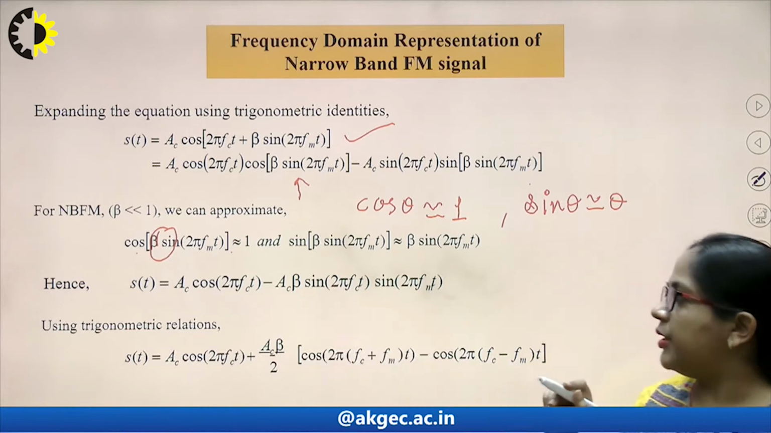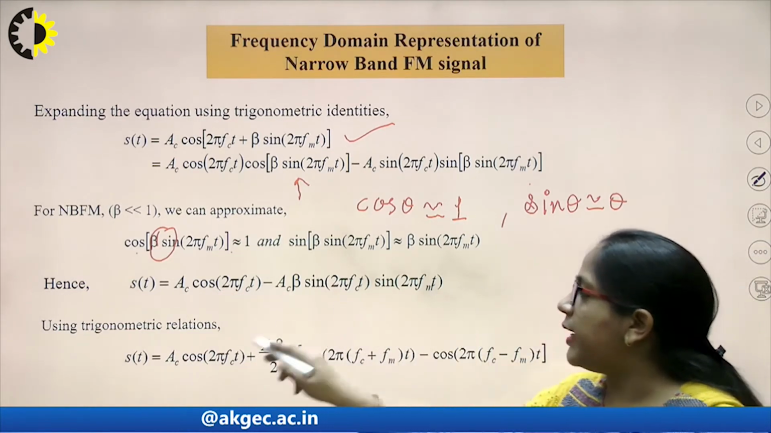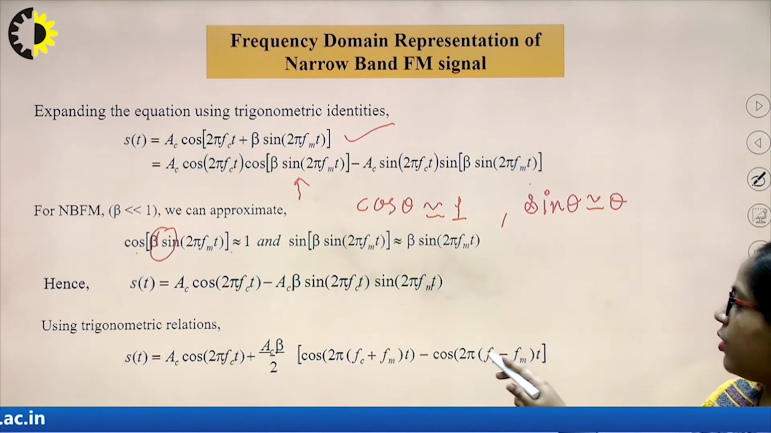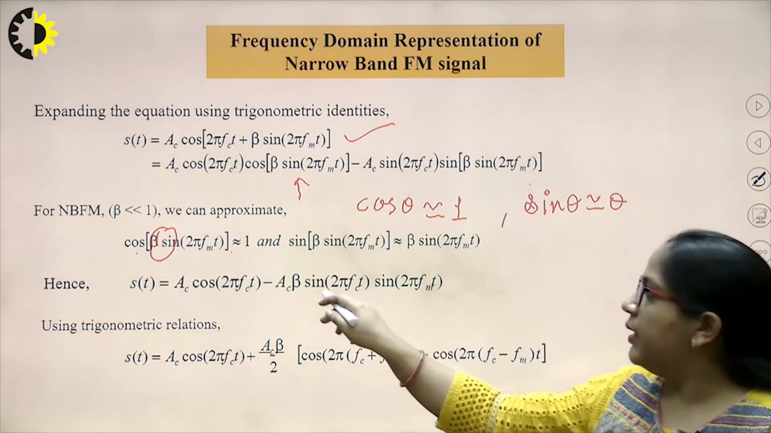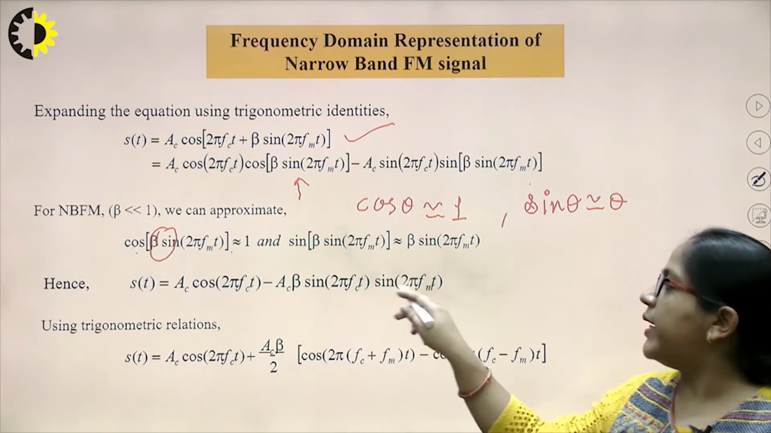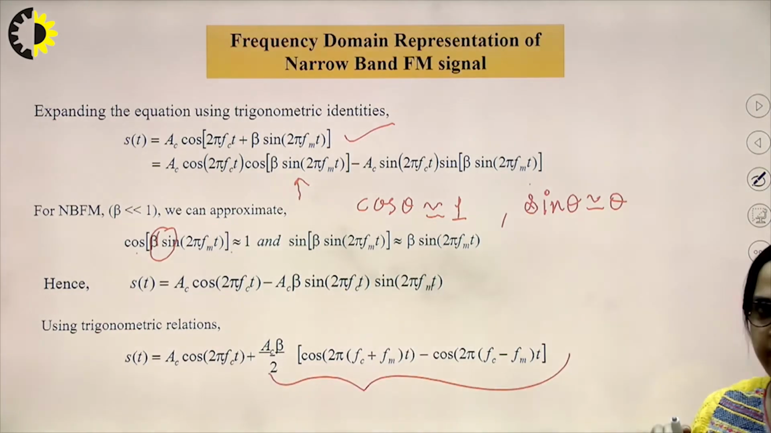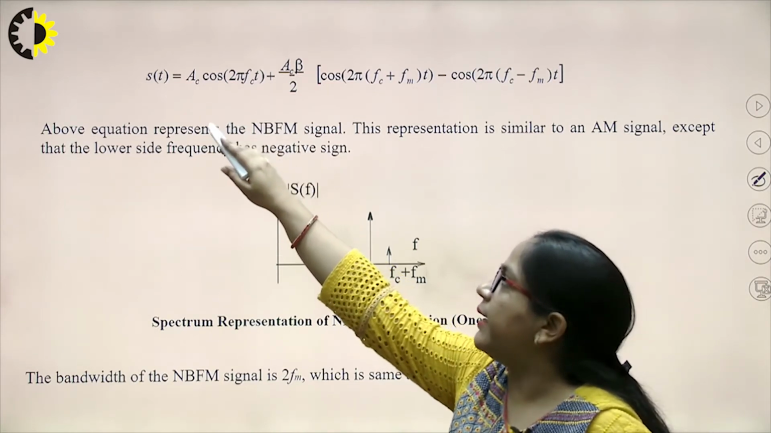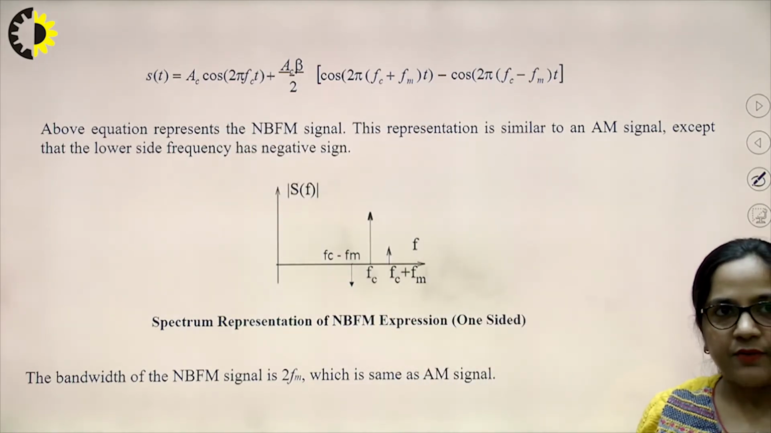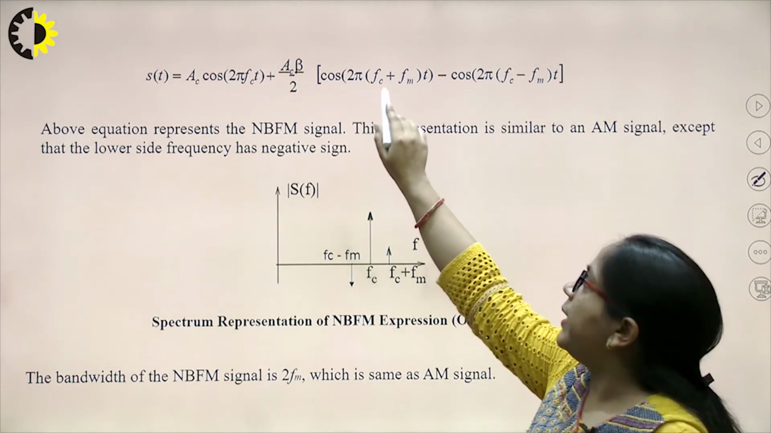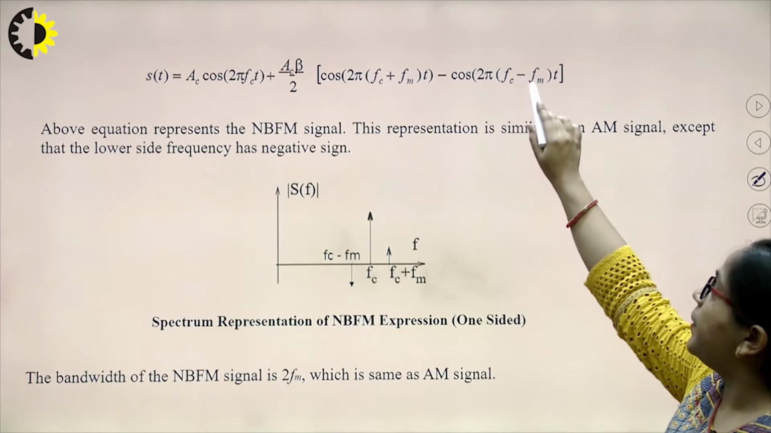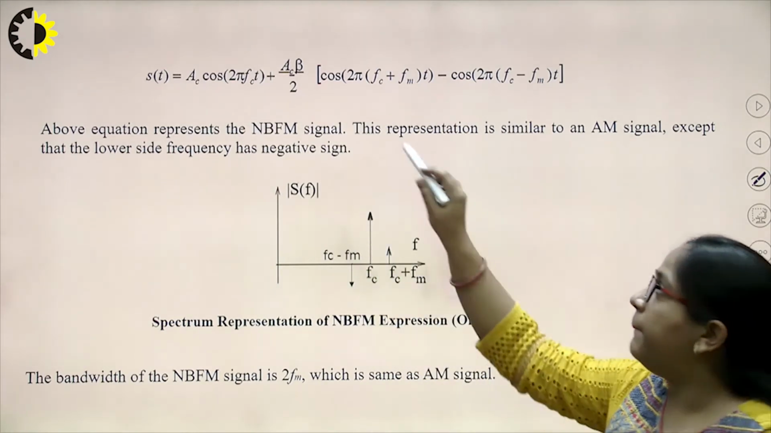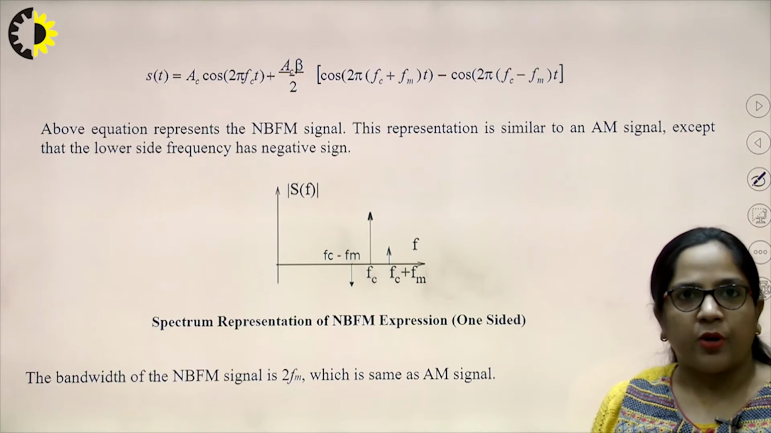Again, with the help of the trigonometric relationship for sin A sin B, we can express this as Ac cos 2 pi fc t plus Ac beta by 2 times [cos 2 pi (fc plus fm) t minus cos 2 pi (fc minus fm) t]. Moving forward, we get the expression s(t) equals Ac cos 2 pi fc t plus Ac beta by 2 [cos 2 pi (fc plus fm) t minus cos 2 pi (fc minus fm) t], where Ac is the amplitude of the carrier, fc is the frequency of the carrier signal, beta is the modulation index, and fm is the frequency of the modulating signal.